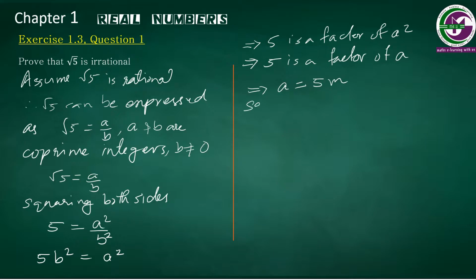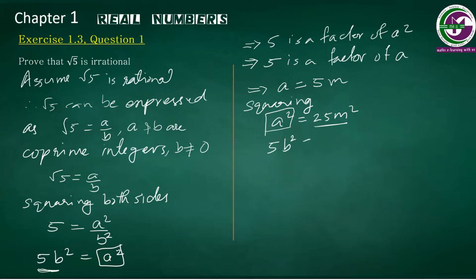Squaring again, we get a square equals 25m square. Now we already have a square equals 5b square here, so you can equate them: 5b square equals 25m square. Dividing both sides by 5, you will get b square is equal to 5m square.